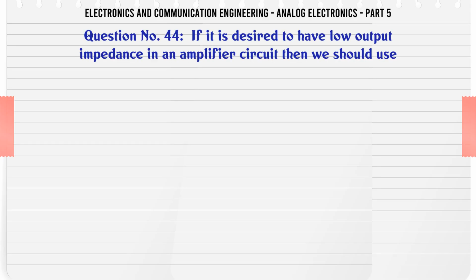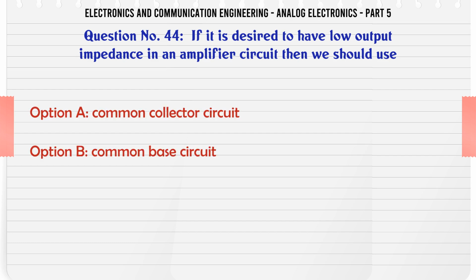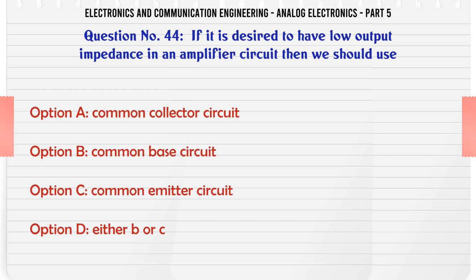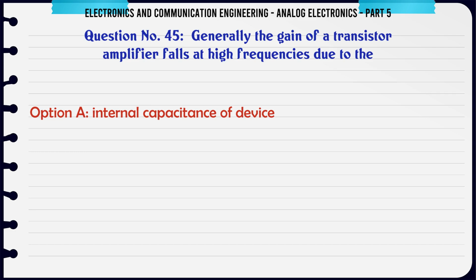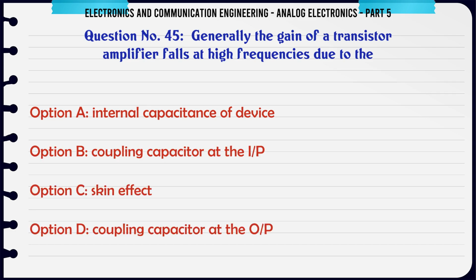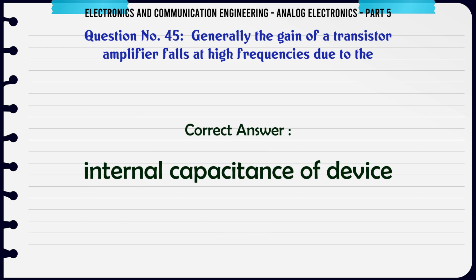If it is desired to have low output impedance in an amplifier circuit, then we should use: A, common collector circuit; B, common base circuit; C, common emitter circuit; D, either B or C. The correct answer is common collector circuit. Generally, the gain of a transistor amplifier falls at high frequencies due to the: A, internal capacitance of device; B, coupling capacitor at the IP; C, skin effect; D, coupling capacitor at the OP. The correct answer is internal capacitance of device.